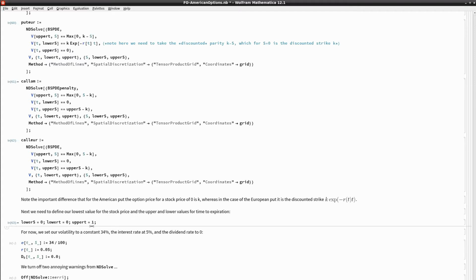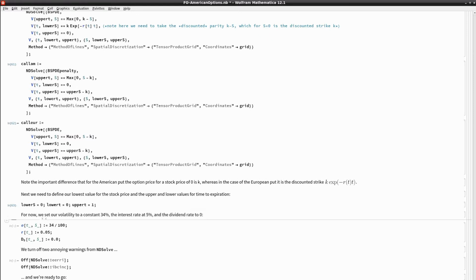Keep in mind it's going to be lower t because on a backwards parabolic problem we're going backwards in time. So for now, set our volatility to a constant 34%, interest rate at 5%, and dividend rate to 0. We're going to make this variable and higher dimensional in a moment.